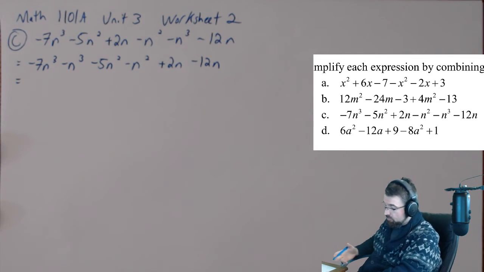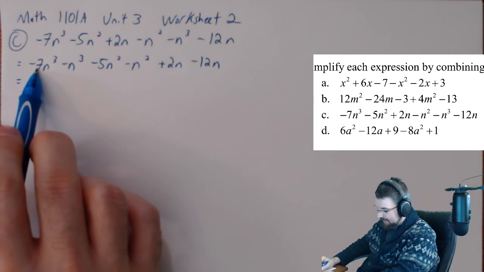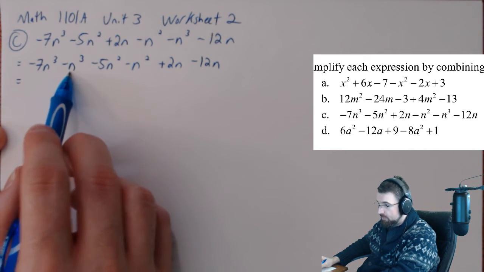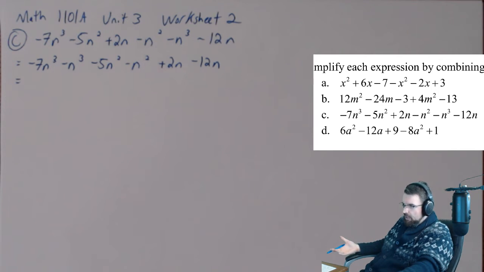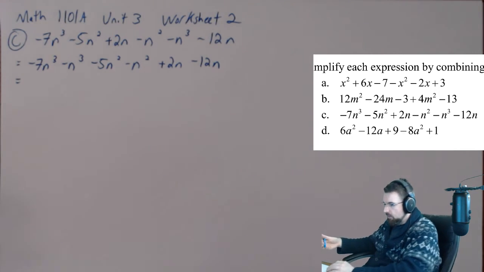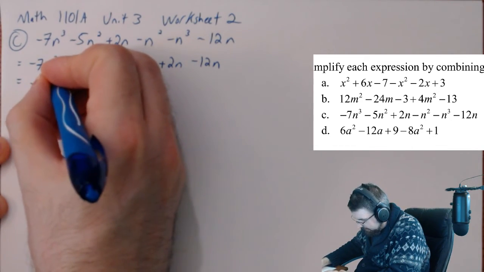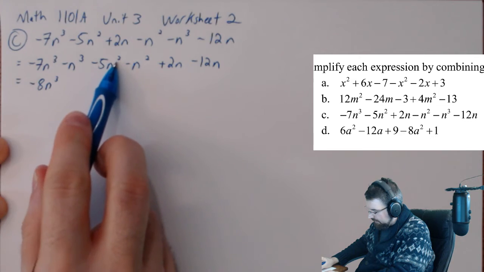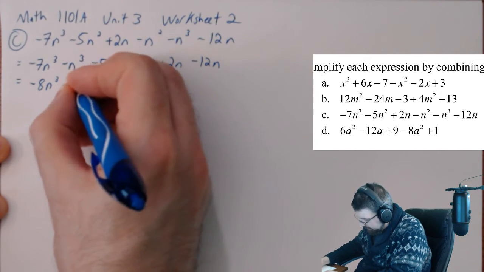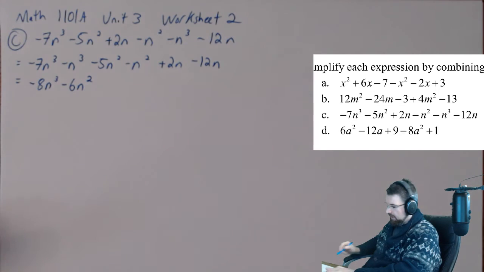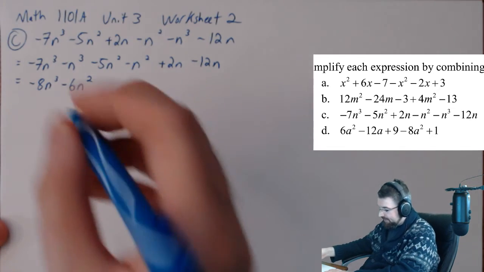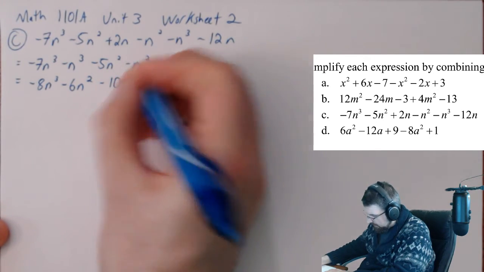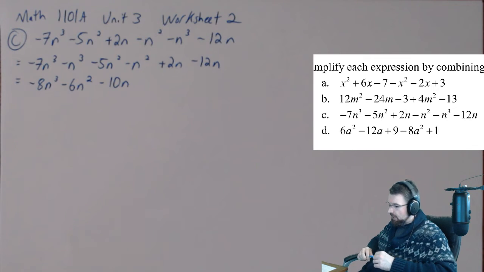Now I'm just going to add or subtract based on what the operation between the terms is. So here I have a negative 7n cubed minus another n cubed. So this is just negative 7 minus 1, right? If you owe someone $7, then you owe them another $1, you owe them 8 in total, right? So this is going to be a minus 8n cubed. Negative 5n squared minus another n squared is going to be a negative 6n squared for the same reason. And here there's a plus 2n and a minus 12n. So 2 subtract 12 is negative 10.